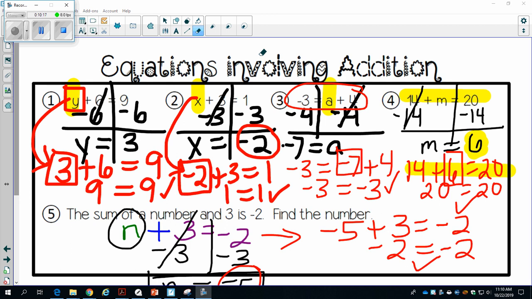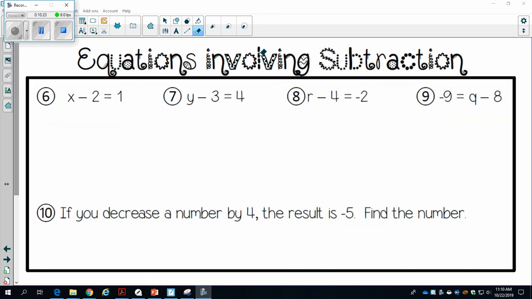So now that we've done some equations involving addition, let's look at some equations involving subtraction. On our next page, find these problems. You should see the heading above it saying equations involving subtraction. So let's get started with the first problem. We have x minus 2 is equal to 1. Put a line down here. And remember, I'm trying to isolate my variable. I'm subtracting 2, so I undo subtracting 2 by adding 2. So I'm going to add 2 to both sides. And when I do that, this cancels out, and x is equal to 3.